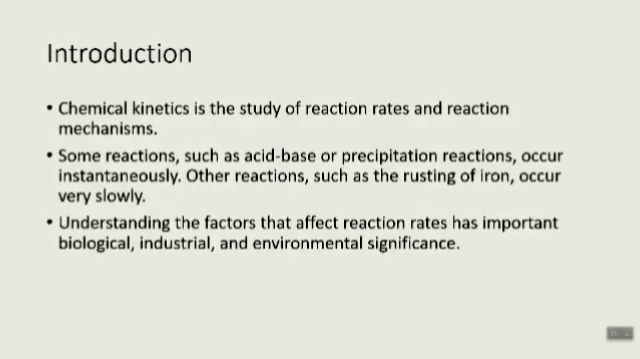First is the introduction. Chemical kinetics is the study of reaction rates and reaction mechanism. Some reactions, such as acid-base or precipitation reactions, occur instantaneously. However, other reactions, such as the rusting of iron, occur very slowly. Therefore, understanding the factors that affect reaction rates has important biological, industrial, and environmental significance.